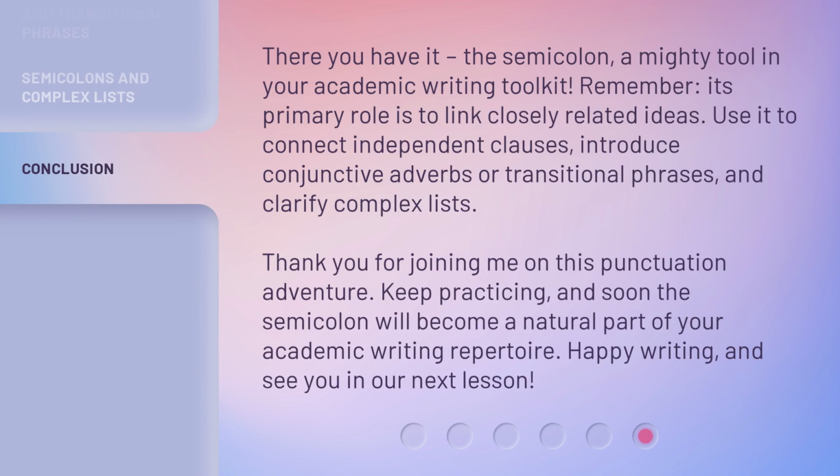There you have it, the semicolon, a mighty tool in your academic writing toolkit. Remember, its primary role is to link closely related ideas. Use it to connect independent clauses, introduce conjunctive adverbs or transitional phrases, and clarify complex lists.